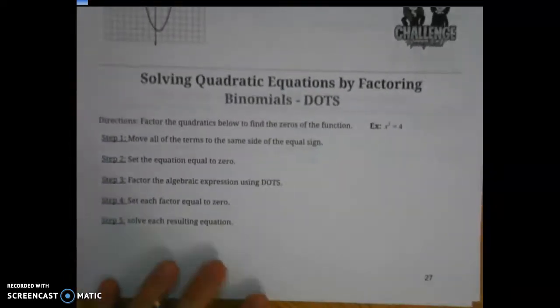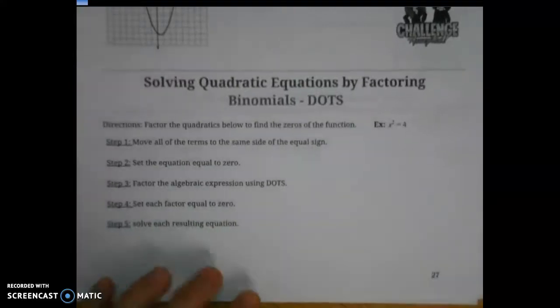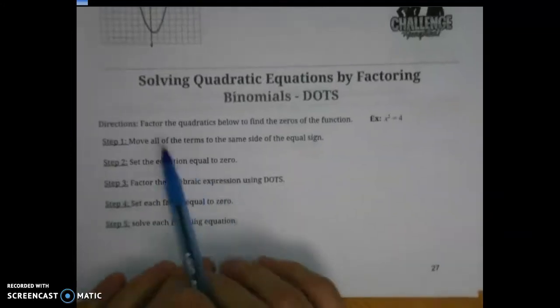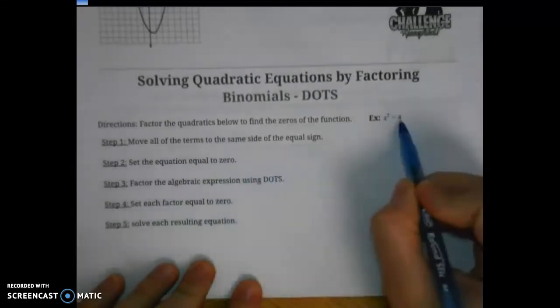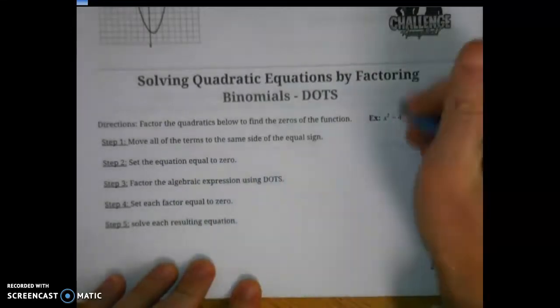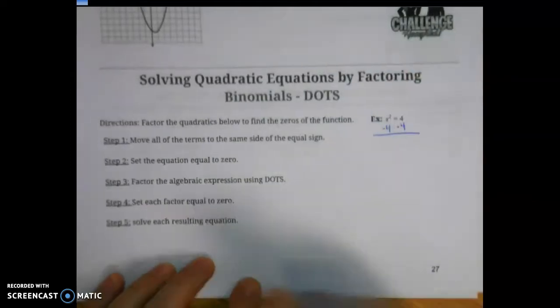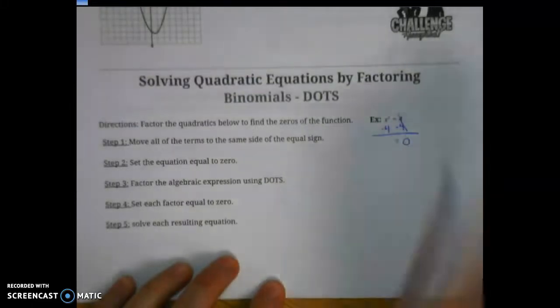Okay, so yesterday we looked at examples where you got a trinomial once you moved all the terms to the left-hand side, but this is going to be a little bit different, but the first step is still the same. We're going to move all of the terms to the same side of the equal sign. So we're going to take this 4 on the right-hand side, and we're going to subtract 4 from both sides, just like we did yesterday, because we want the equation to equal 0. So this is equal to 0, because 4 minus 4 is 0.